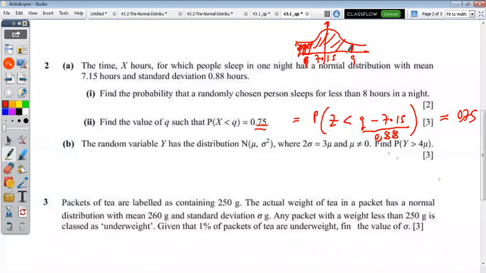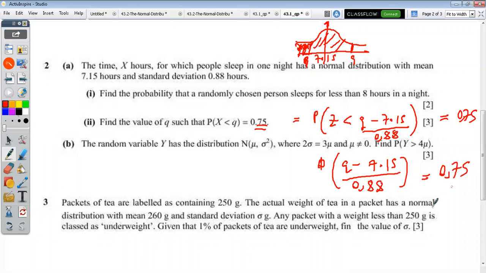And if it's phi of this, it helps us. Otherwise, if it was a negative, we had to do something here. So we now know that it is a positive. So it's simply phi of this: phi of (Q minus 7.15) over 0.88 is equal to 0.75. Okay. But this is a probability.